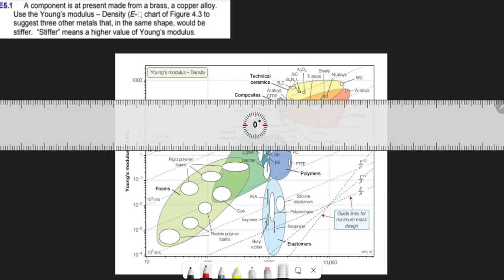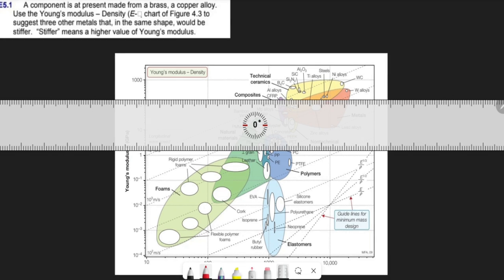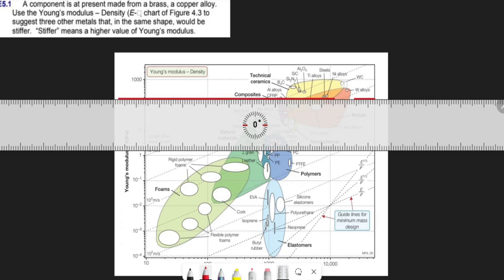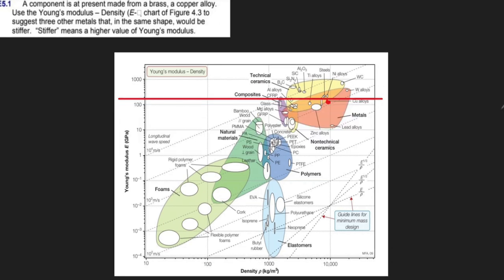You can see everything here in the yellow is technical ceramics, and the ones in red are what? Metals. We are looking for just metals that have higher Young's modulus than what? Copper alloys. So if you look at it here, all we have is this. So let's draw a line first that crosses everything else out. Then we remove our ruler. So we are looking for things that have what?